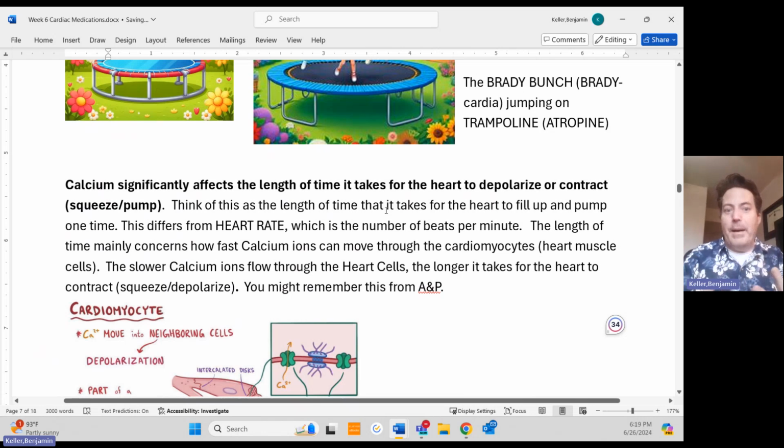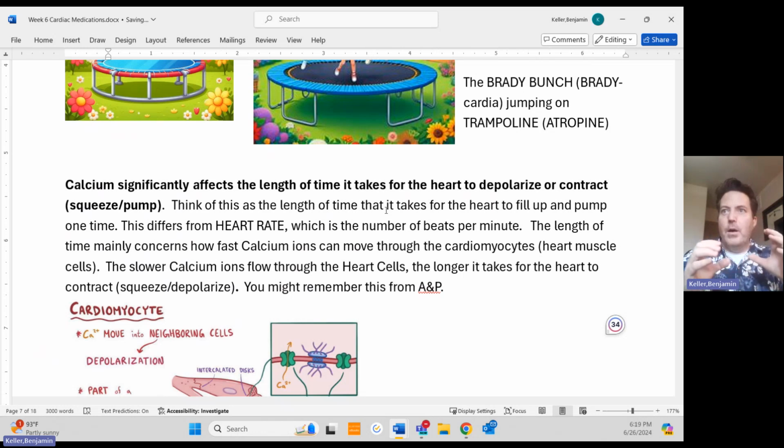So let's talk a little bit about calcium. Calcium significantly affects the length of time it takes for the heart to depolarize or contract. The squeeze or the pump. This is depolarization. It's that whole process, and then it has to repolarize and reset. Pump, reset. Pump. So, depolarization, repolarization, depolarization, repolarization.